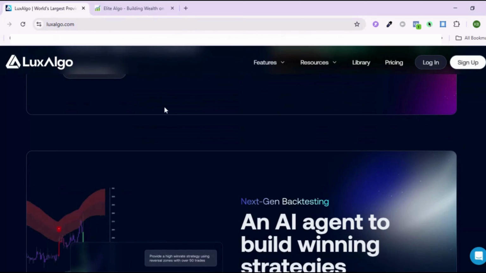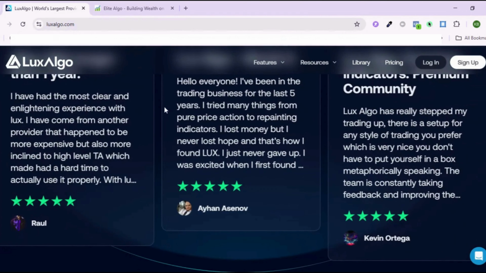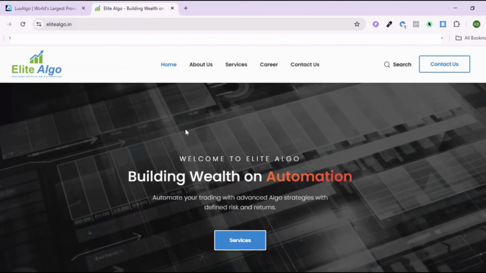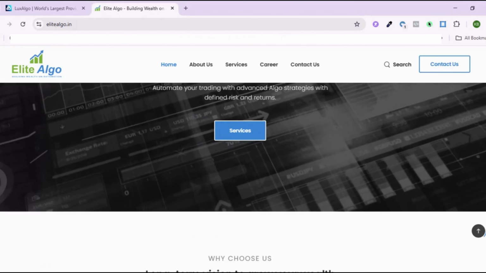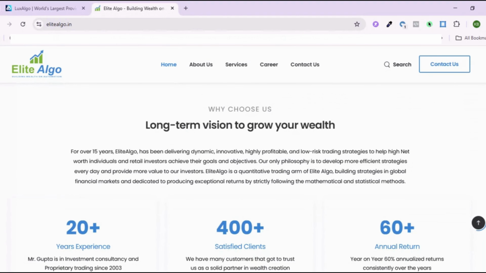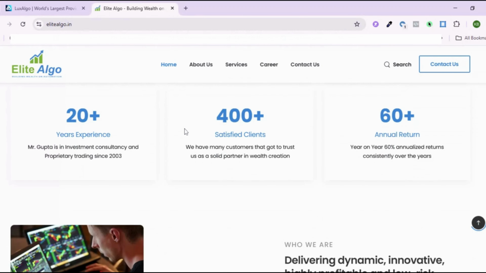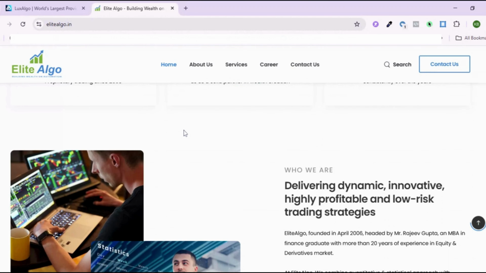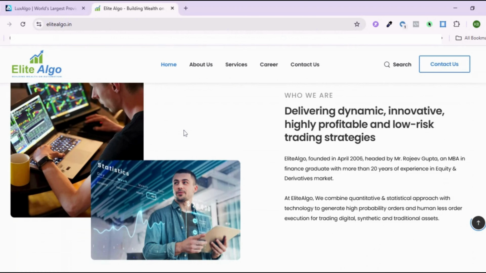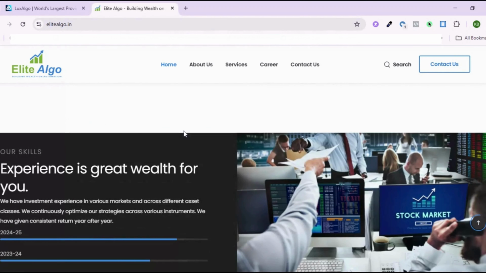The big plus here is the massive Discord community where traders share strategies and insights. Versus, on the other hand, Elite Algo is built for simplicity. It gives you automated buy and sell signals, stop loss and take profit suggestions, and even auto-detected support and resistance levels. It also has the Elite Oscillator, which helps spot momentum shifts and divergences. Basically, it's plug and play, much easier for beginners or people who don't want to tweak settings for hours.